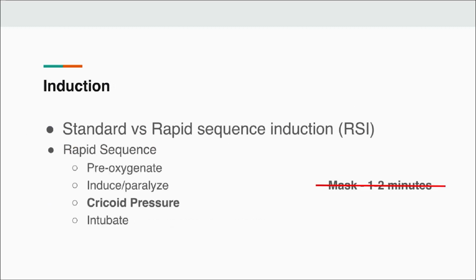And so when we do a rapid sequence induction, we pre-oxygenate and we induce and paralyze right away. And as you can see, we don't mask. We hold cricoid pressure as soon as the patient starts to get sleepy and becomes unconscious. And then as soon as the paralytic kicks in, we go ahead and intubate. And it's that masking that really can put us at risk for aspiration. The 1 to 2 minutes of the patient's soft tissues being paralyzed and us potentially putting air into their GI tract and causing emesis and aspiration.